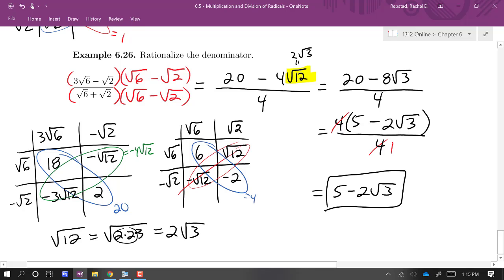And if you like, you could pause now and convince yourself that it's true. You could put this in the calculator, see what you get numerically, and compare that with what you get when you enter the original expression into the calculator. Spoiler alert, they're the same thing.